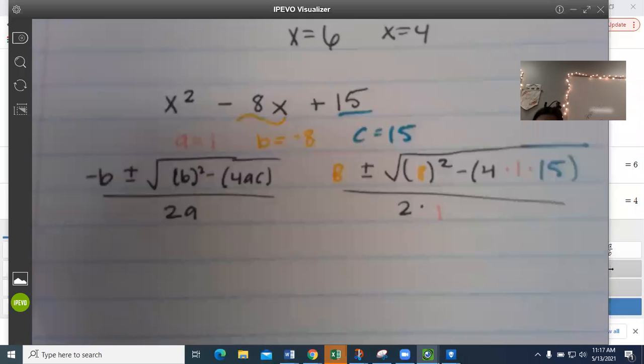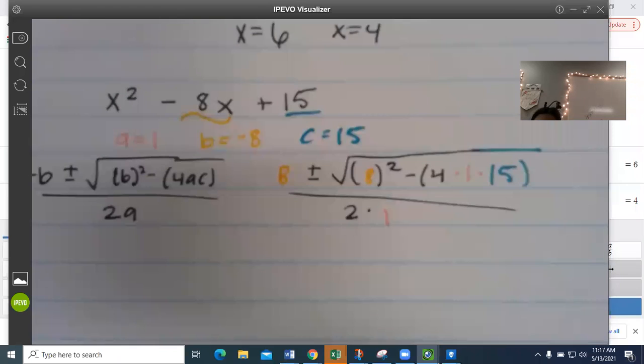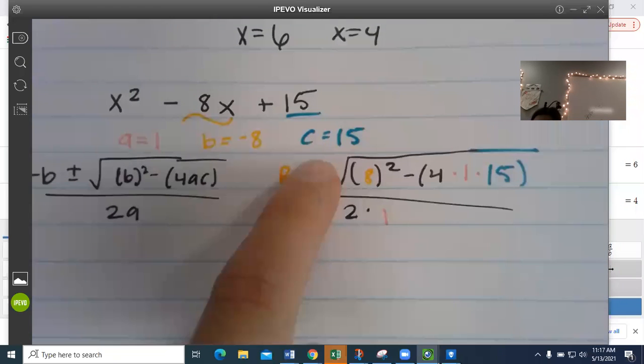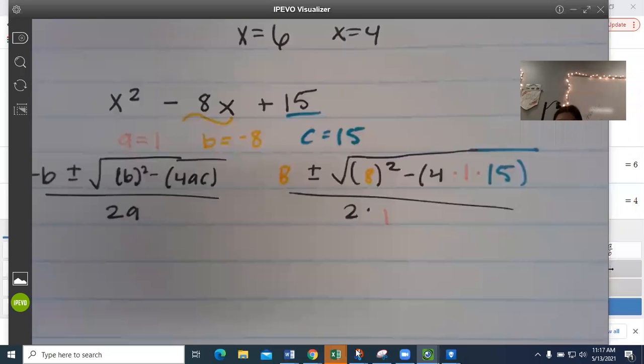And I would like for you to put this in Desmos scientific. Do the plus first. Let's do the plus first. You can't do plus and minus at the same time. Just do plus first, and then tell me what you got. So let's see if you are correct.